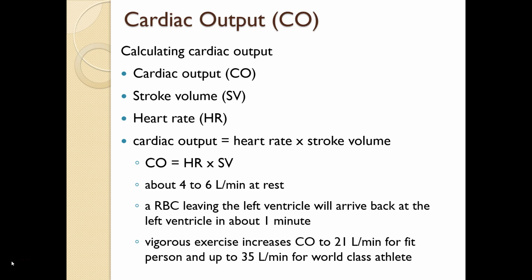So our cardiac output is about 4 to 6 liters per minute for a resting adult. Also, a red blood cell leaving the left ventricle will arrive back at the left ventricle in about 1 minute. And with vigorous exercise, again, everything increases, heart rate increases, but also stroke volume increases. So that means cardiac output can increase from 4 to 6 liters per minute to 21 or even 35 liters per minute for a world-class athlete like myself.